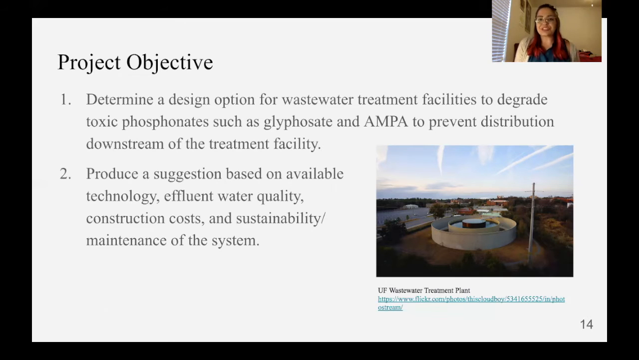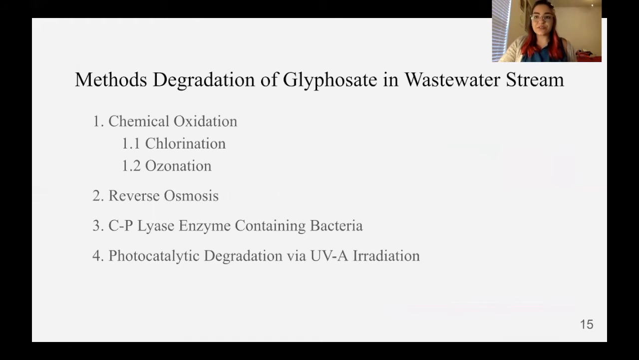We will produce a suggestion based on available technology, effluent water quality, construction costs, as well as the sustainability and maintenance of the system. We explored 4 different methods for glyphosate treatment in wastewater systems, starting with the traditional method of chemical oxidation, coming in the form of chlorination, but also ozonation. We also discussed the technology of reverse osmosis, biodegradation via lyase enzyme-containing bacteria, and then photolysis with UVA irradiation that is catalyzed by a photocatalyst.